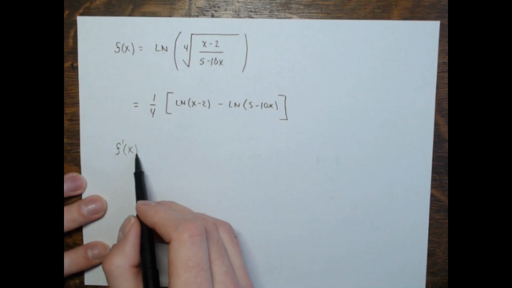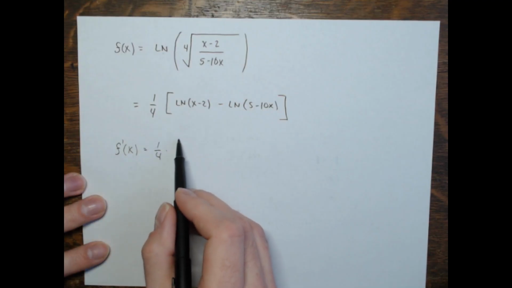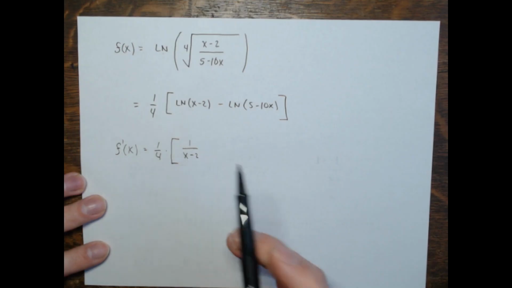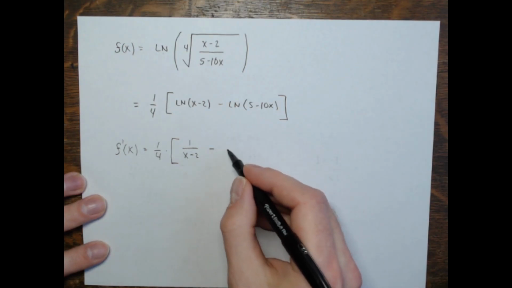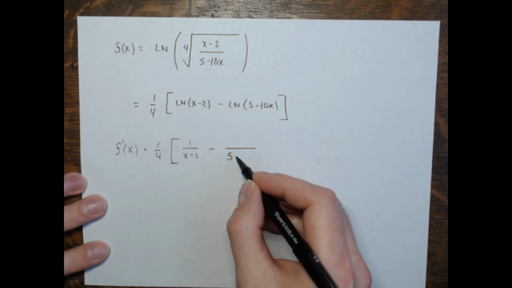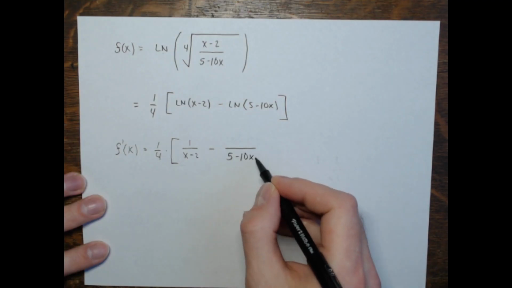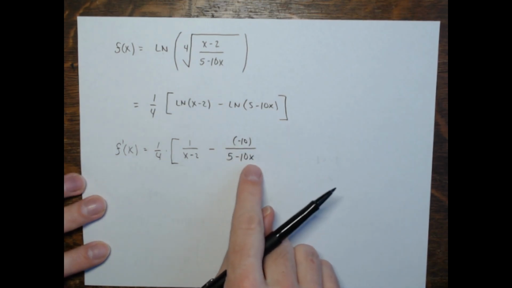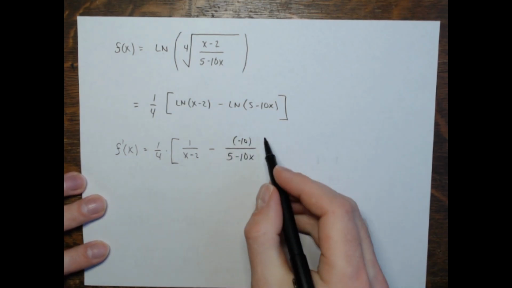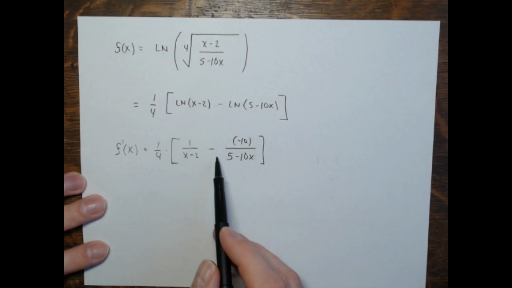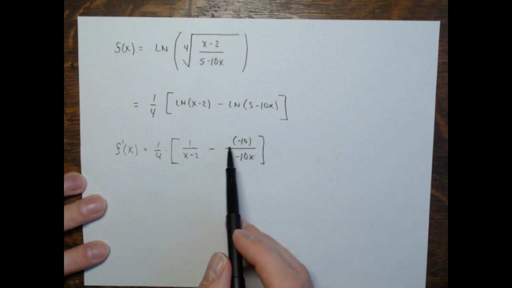So here's f prime. Again, it'll be 1/4 times 1 over x minus 2, times the derivative of x minus 2, but that's just 1 again, then minus, and the derivative of the natural log of something is 1 over that thing. So you got 1 over 5 minus 10x, but then times negative 10, the derivative of 5 minus 10x. That goes in the numerator there. Yeah, and I can type this. I'll turn this into plus 10.